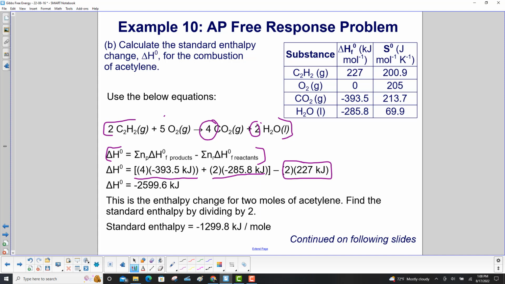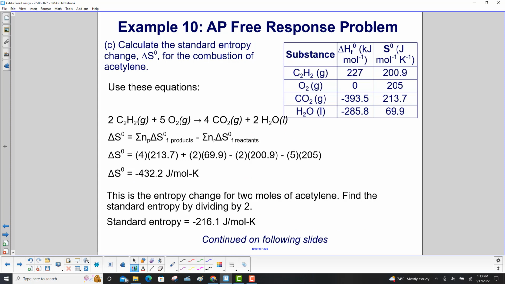However, this is the enthalpy change for 2 moles of acetylene. We want to find it for 1 mole, so we have to divide by 2 to get the standard enthalpy, and we get minus 1299.8 kilojoules per mole.